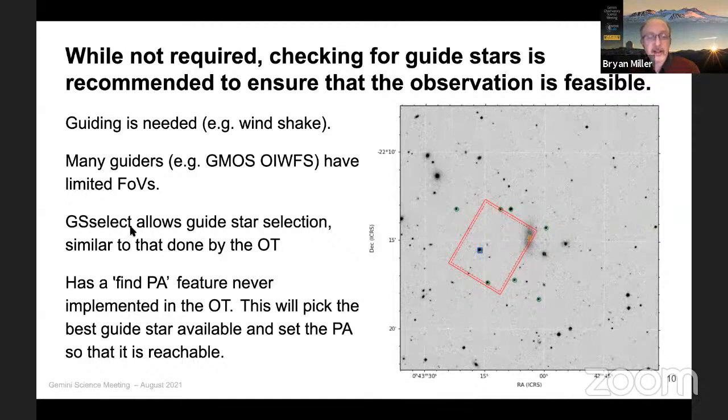This GSSelect script will allow you to do guide star selection outside of the observing tool. It uses algorithms similar to, not exactly the same, but it's the same idea as done by the observing tool. And the bonus is that it has a fine position angle feature, which we've never implemented in the observing tool, which picks the best guide star available and then sets the position angle so that you're sure to get that in your guider field of view. I can show how that works a little later.